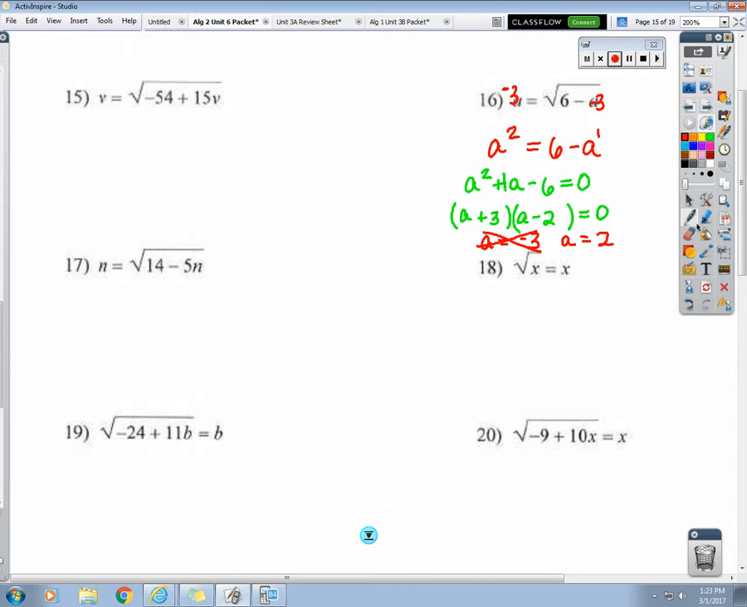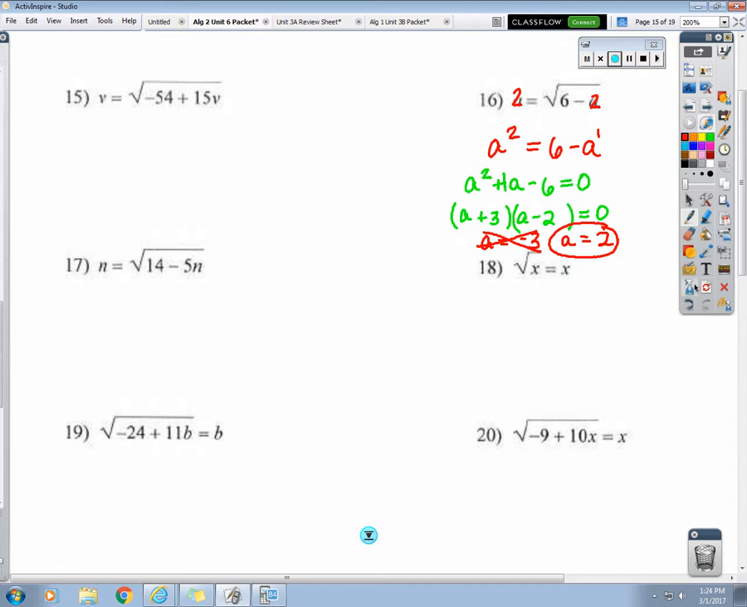Okay, now let's try it with the 2. If I replace both a's with a 2, we could probably do this one without the calculator. What's 6 minus 2? And what's the square root of 4? 2. So that one was okay. So that's your only solution. A equals 2. The other one is extraneous. Okay, any questions about that one?